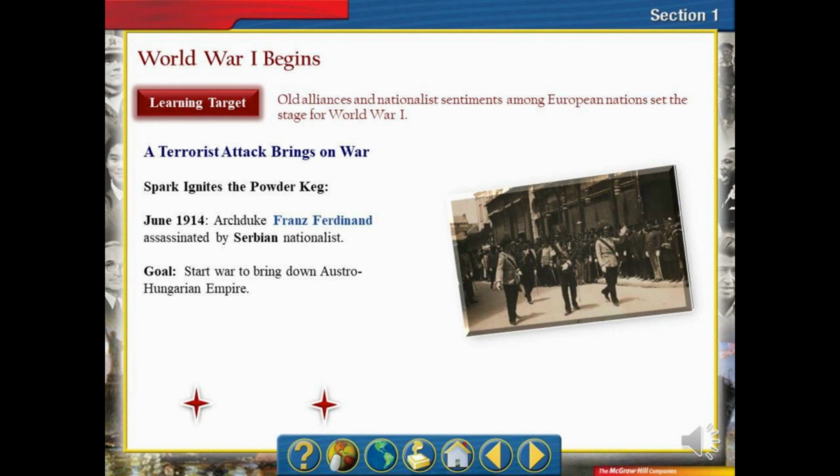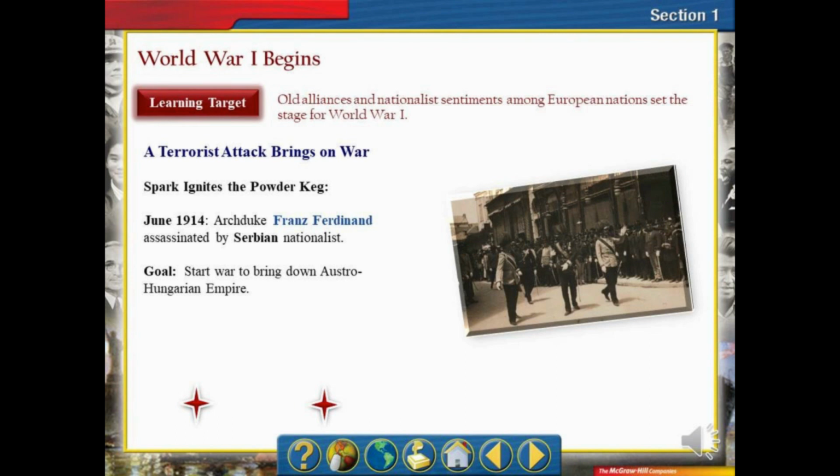Now, you may be familiar with what started World War I. Now remember, what caused World War I is MAIN: militarism, alliances, imperialism, and nationalism. But what sparked those things to cause World War I was the assassination of the Archduke Franz Ferdinand. Franz Ferdinand was the Archduke of the Austro-Hungarian Empire. And that's kind of like the prince of the empire. His father was the king.